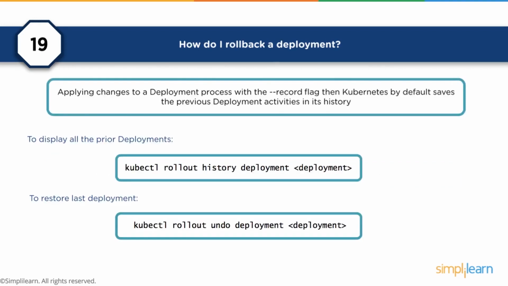So how do I do a rollback in deployment? There's a couple of ways you can do the rollback. The first is if you want to see the rollout history, you would write kubectl rollout history deployment and then in square brackets, deployment. If you want to just restore to the previous rollout, the command would be kubectl rollout undo deployment and then in square brackets, deployment, and that would take you back to the previous deployment.